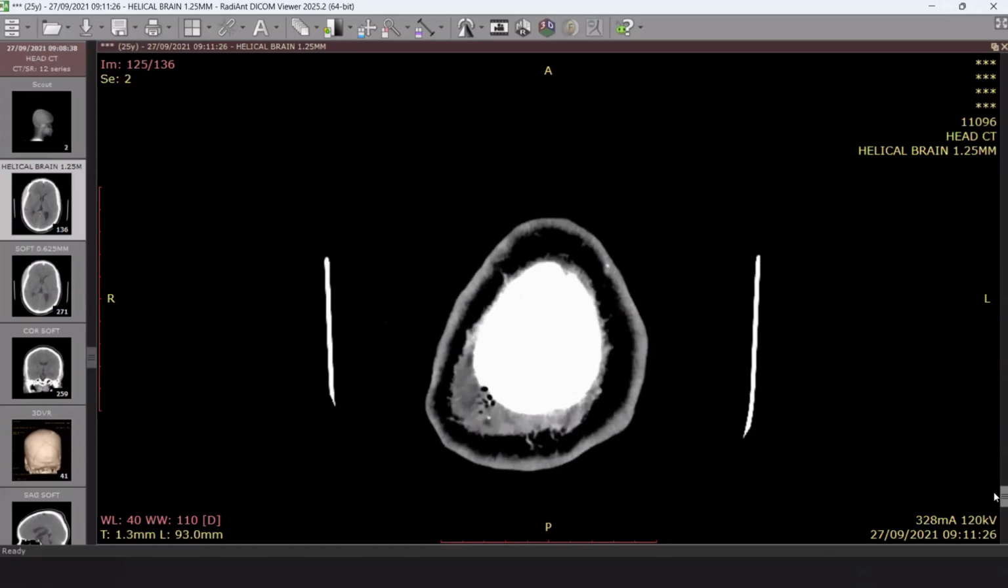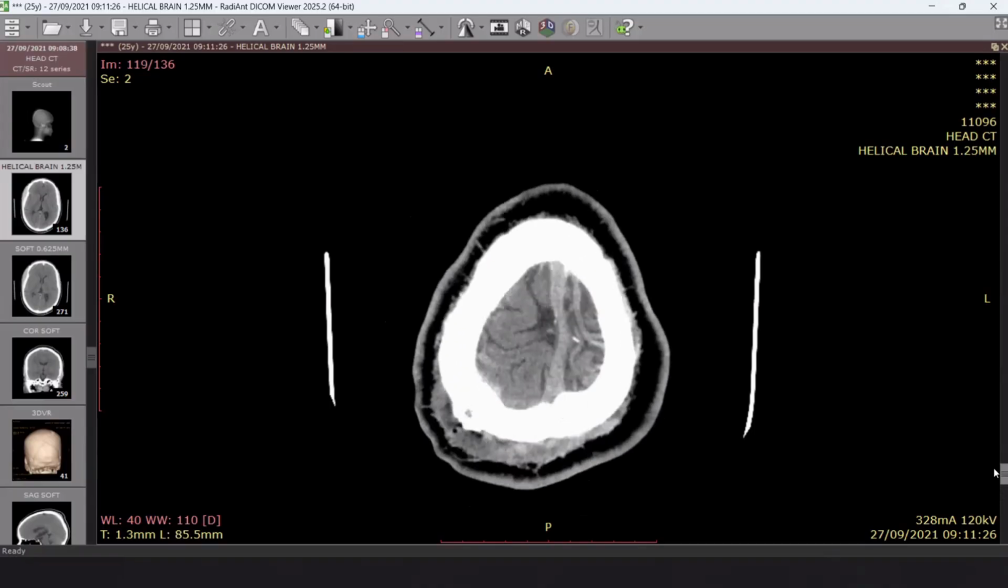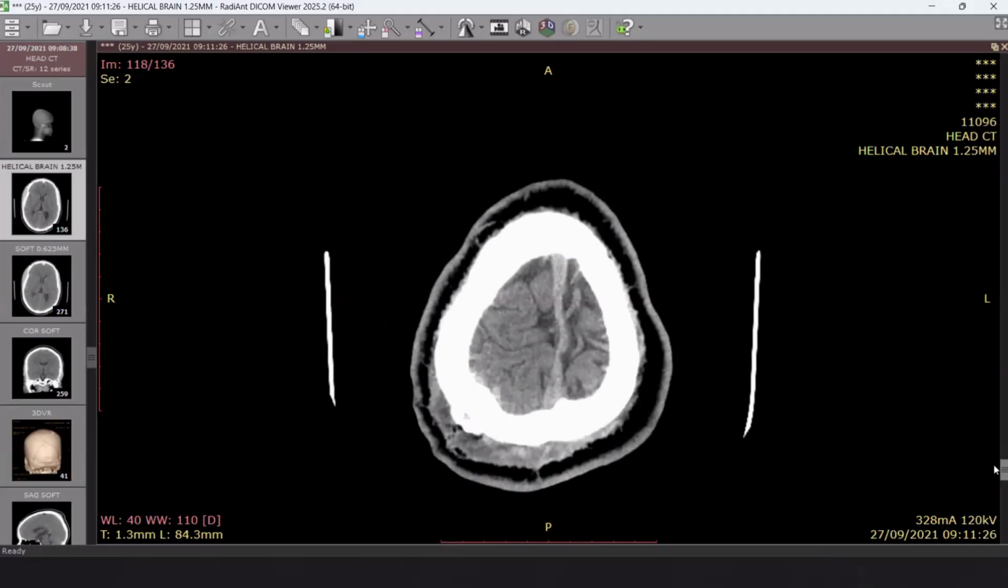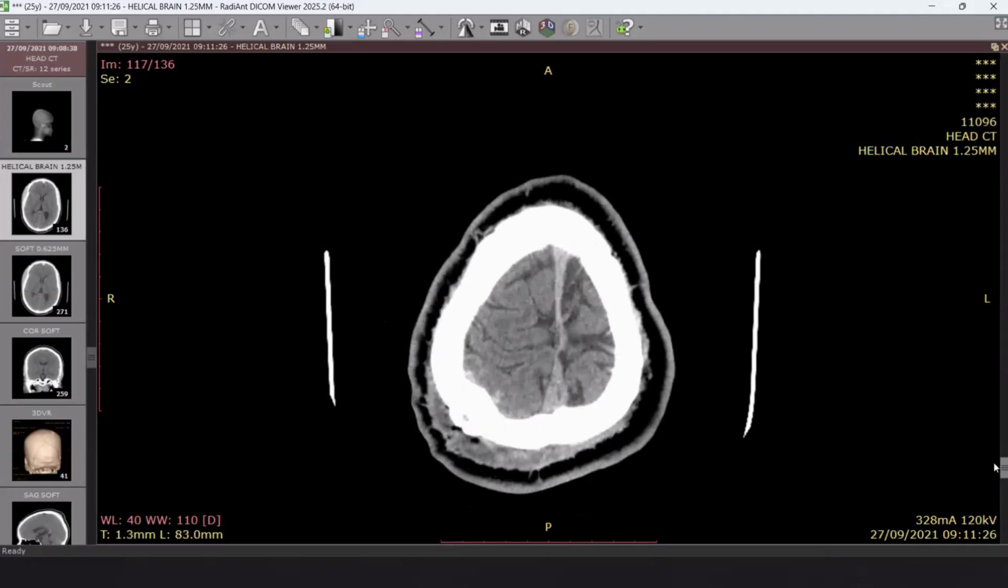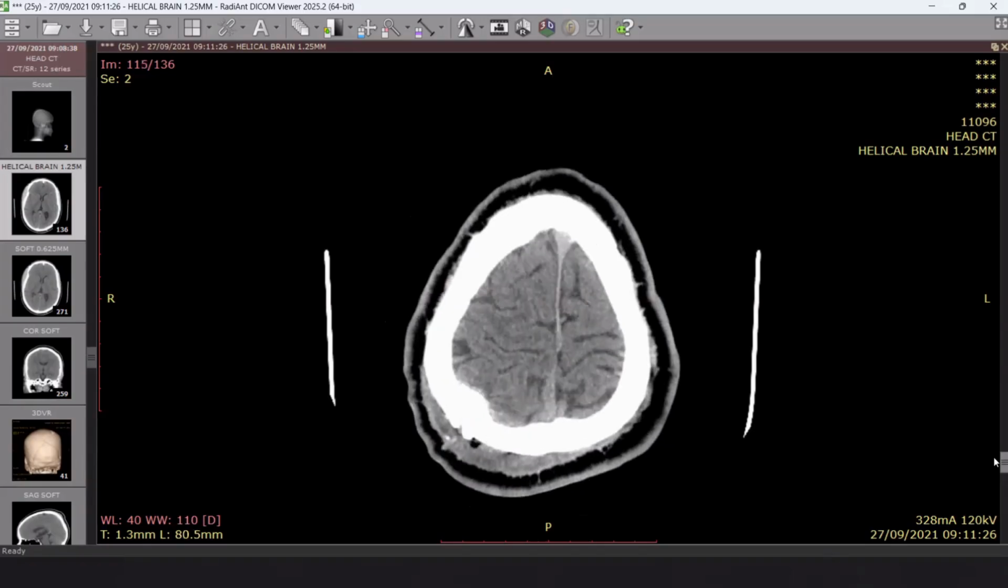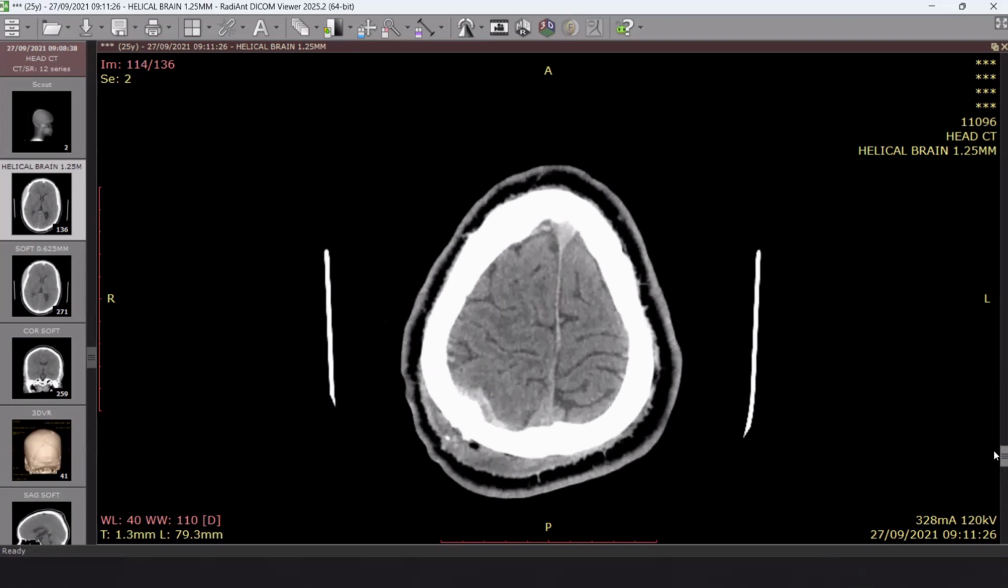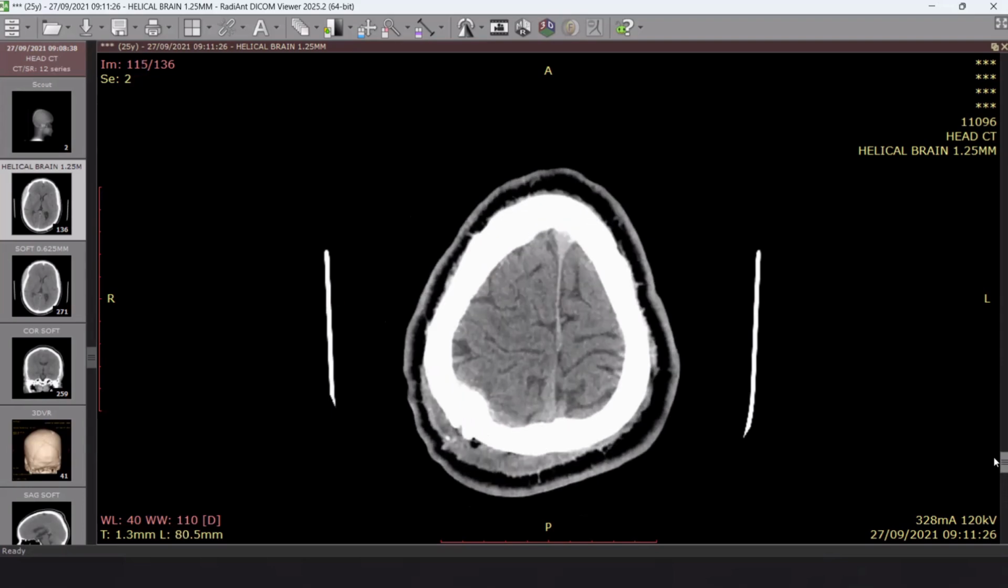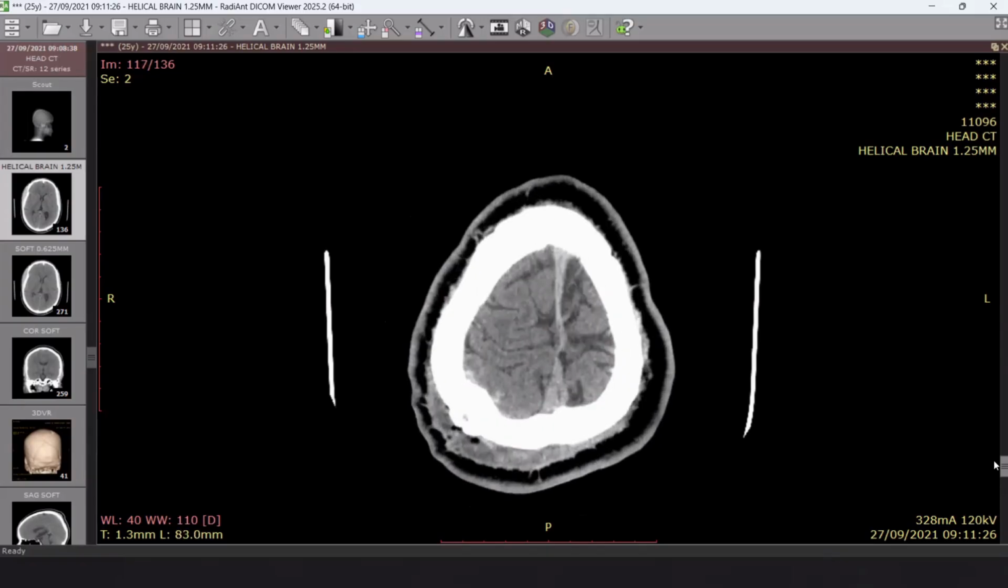So can I know about the history of the patient? Yeah, this is a trauma patient. Okay. So I can see here that there's the subgaleal hematoma overlying the right parietal bone, extending to the left side. And there seems to be an underlying bone fracture, but I will confirm on the bone window.